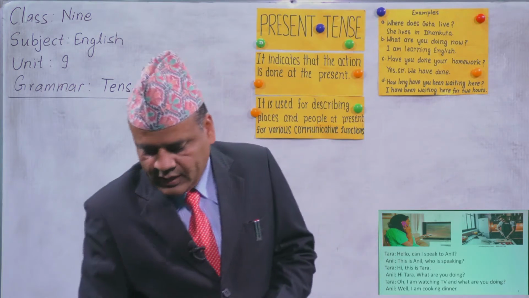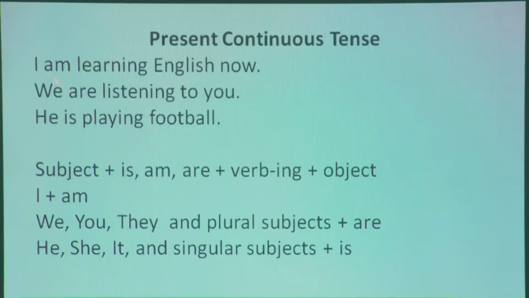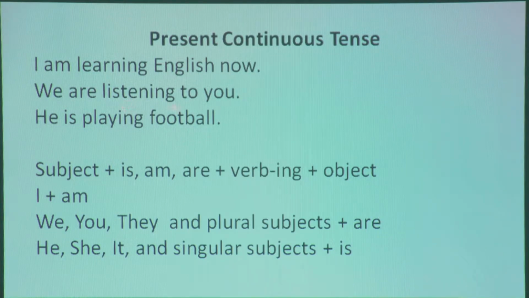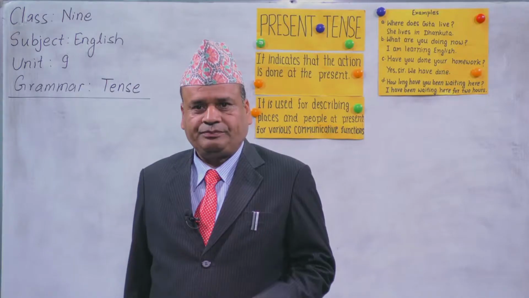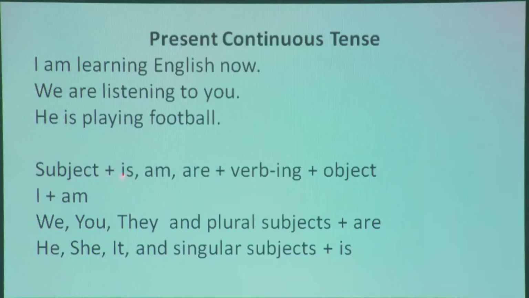Now let's move to the next section. I am learning English now. We are listening to you. He is playing football. All sentences are of present continuous tense, right? So is, am, are, and verb ing form. Here, you can get the idea. Subject plus is, am, are plus verb ing plus object.